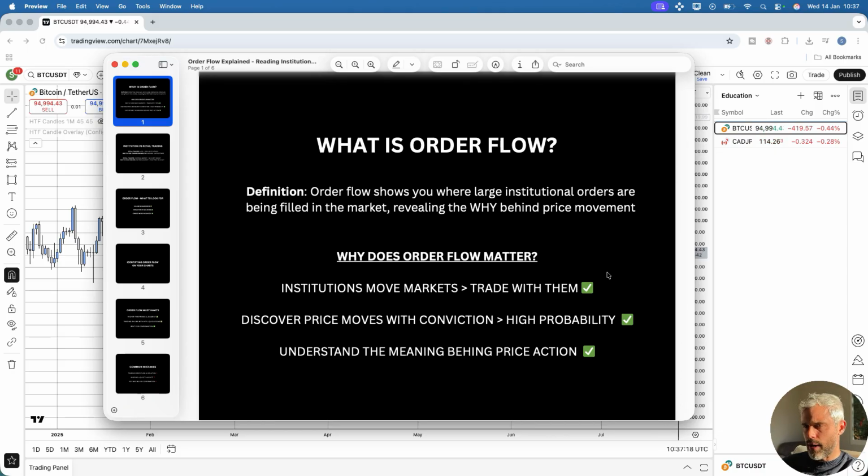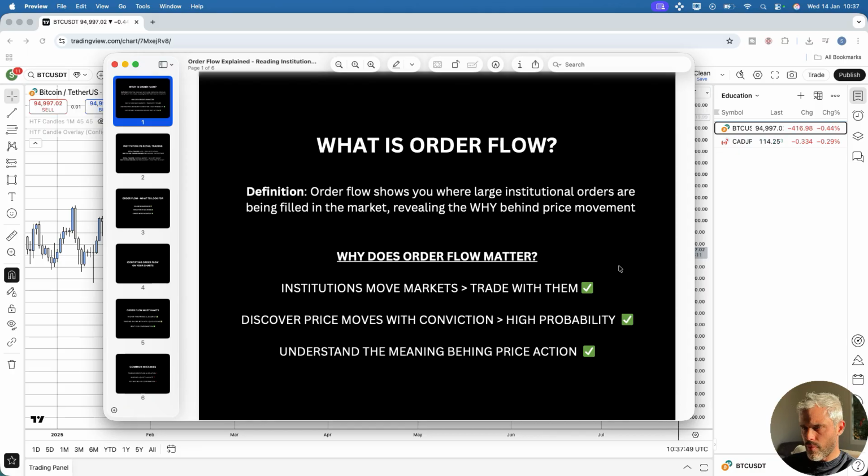So why does order flow matter? Institutions fundamentally move markets. So our job as retail traders is to ride the same moves in the market, the same positions. We want to trade with institutions because, and I'll go on to explain, retail traders do not move markets, institutions do. And so by understanding how order flow exists in the market, or what's happening with order flow, we can look to ride those same moves in the market.